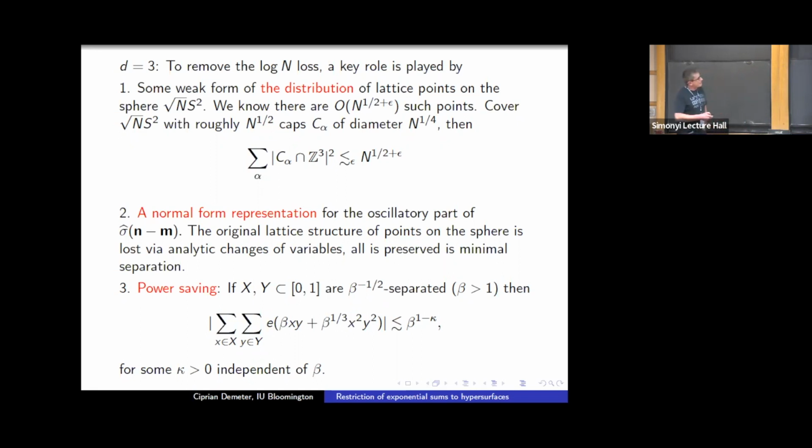And then they reduce things to a certain exponential sum estimate, not surprisingly, because of the role of the oscillatory part. Again, I listed the power saving result that they have here. These points are no longer lattice points, they are just separated. It's not a difficult result, but it gives you the flavor of what they need.